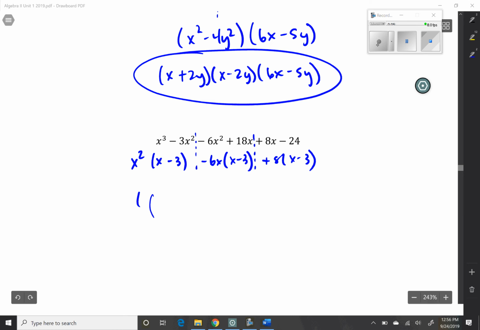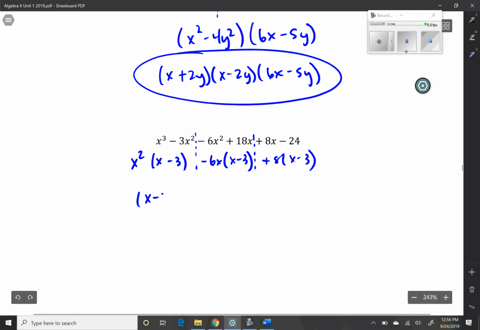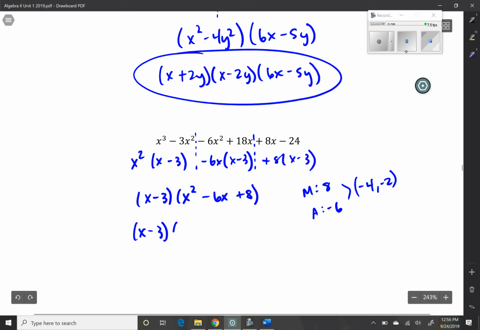So we wind up having x minus 3, x squared minus 6x plus 8. That trinomial can be factored, right? What multiplies to make 8, but adds to make negative 6? That would be negative 4, negative 2. So we could say x minus 3, x minus 4, x minus 2.